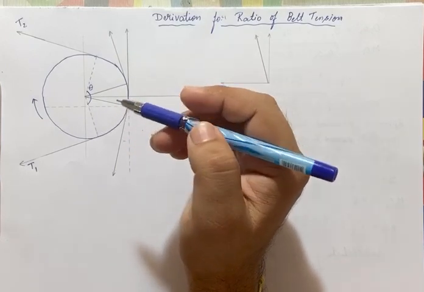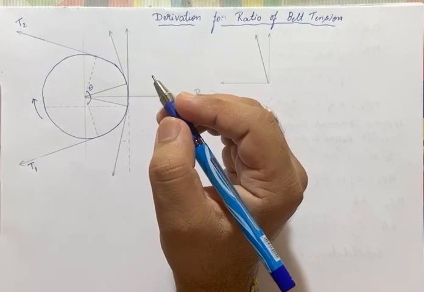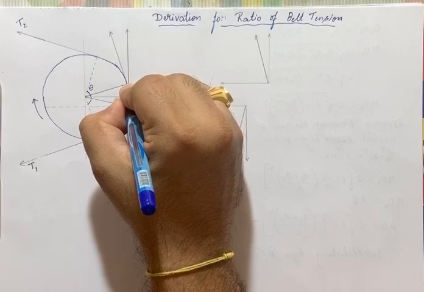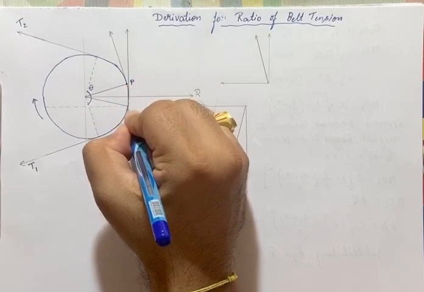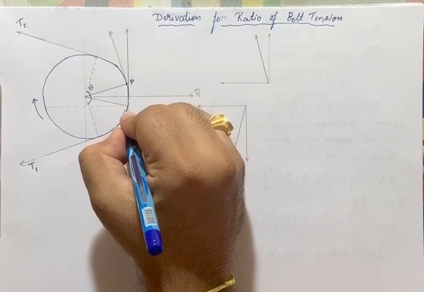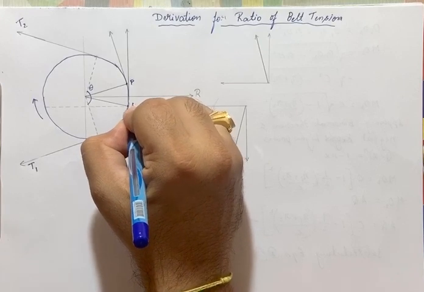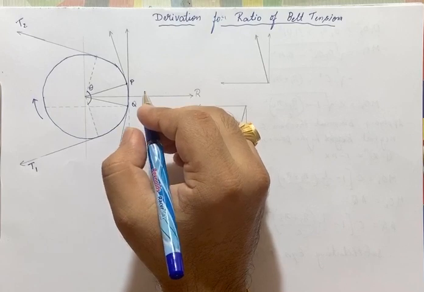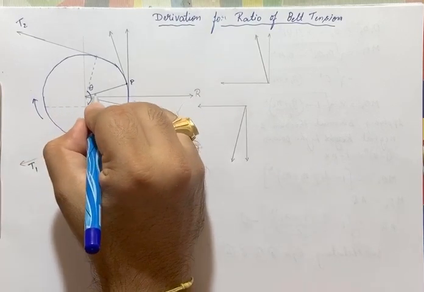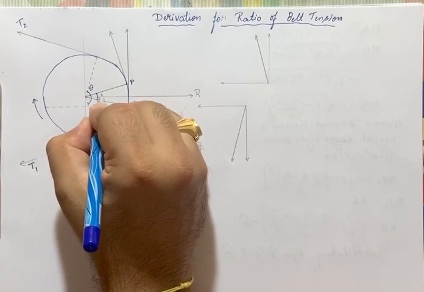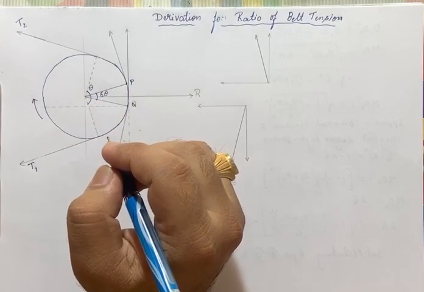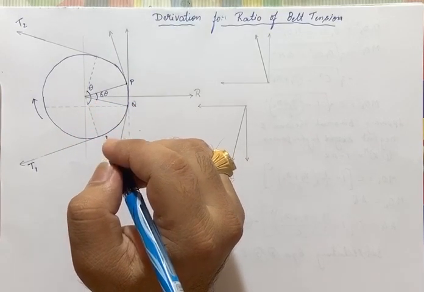After that, what we have done here is we have considered one small element. Here is the point P and here is the point Q. We have considered a small element PQ, and this angle is considered as delta theta.